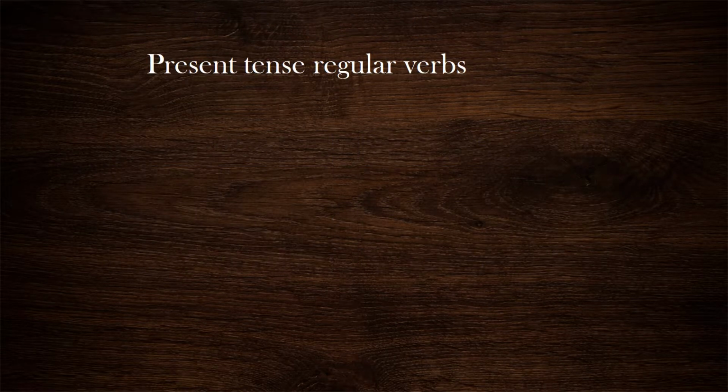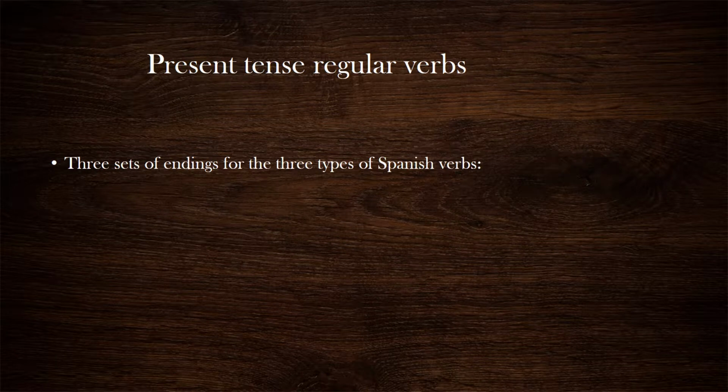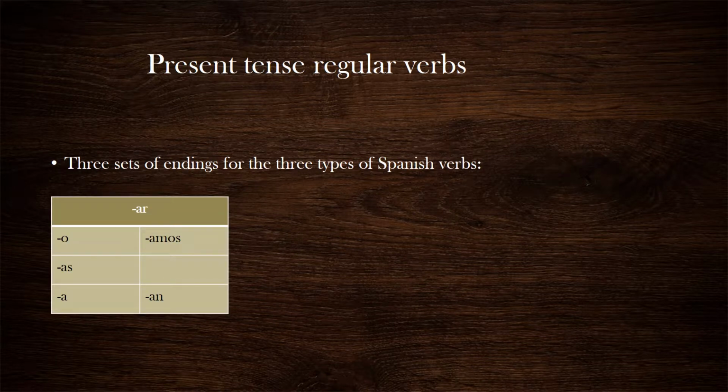All right. Regular verbs in Spanish follow one of these three patterns. If they end in AR, to conjugate it, you take off the AR at the end of the infinitive, and you add these endings. O, as, a, amos, an. Repeat them after me. O, as, a, amos, an.